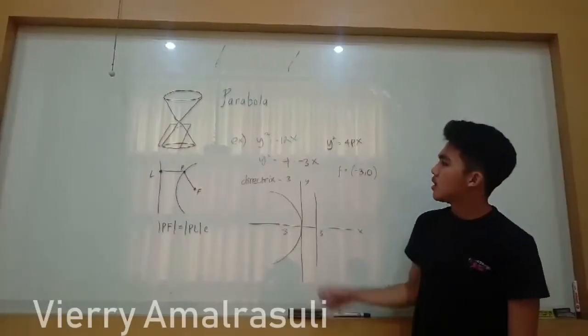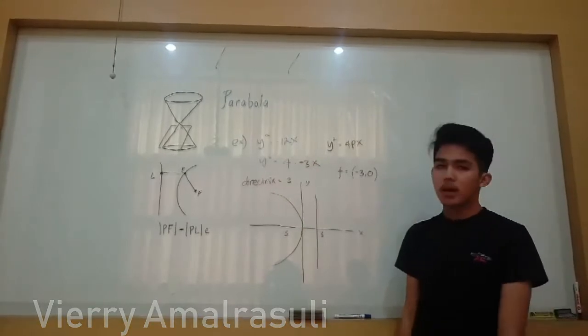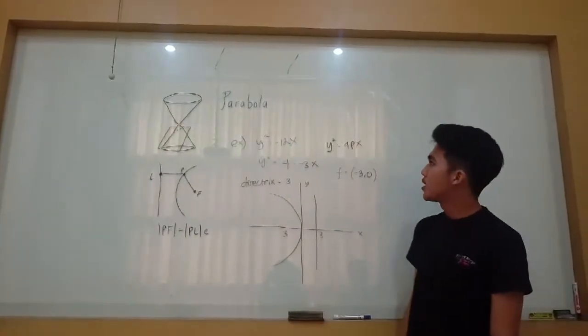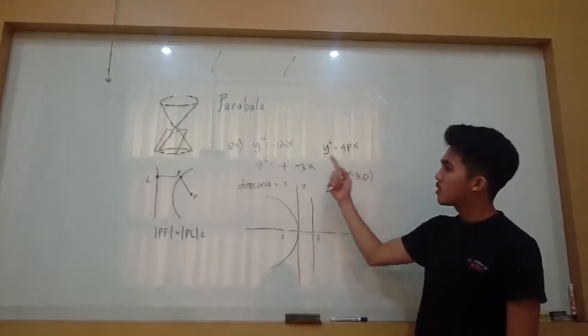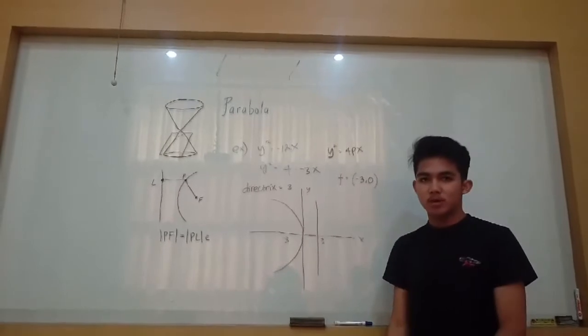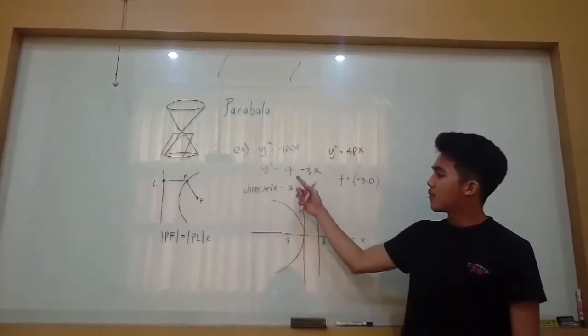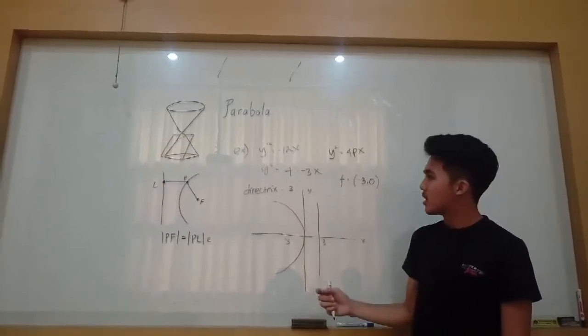Parabola problem. We have y squared is equal to minus 12x. From Ariq's explanation, we get the formula y squared is equal to 4px. We can apply it to here: 4 times what becomes minus 12? So we get 4 times minus 3x is equal to minus 12x.